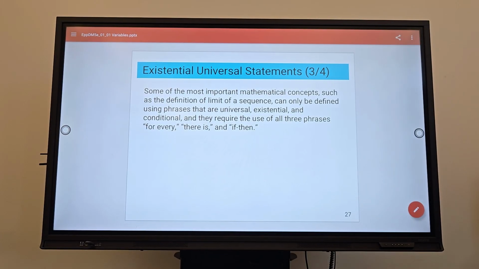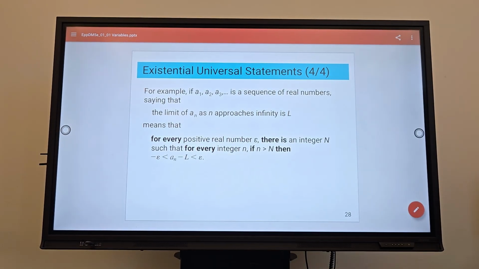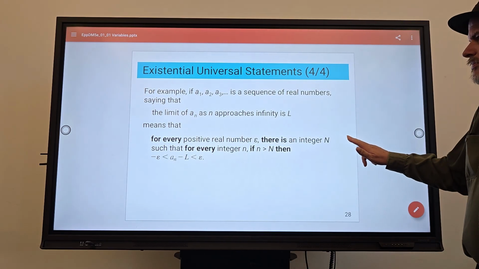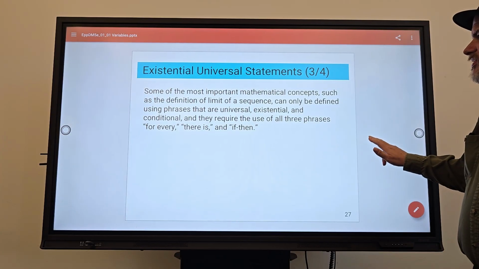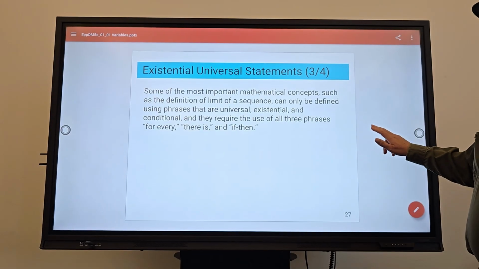Some of the most important mathematical concepts, such as the definition of limit of a sequence, can only be defined using phrases that are universal, existential, and conditional. They require the use of all three phrases: for every, there is, and if-then. So the definition of a limit of a sequence.